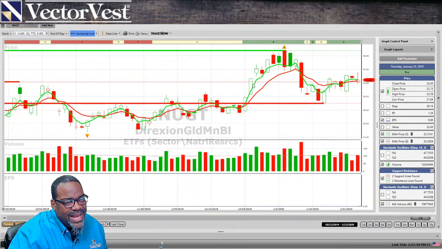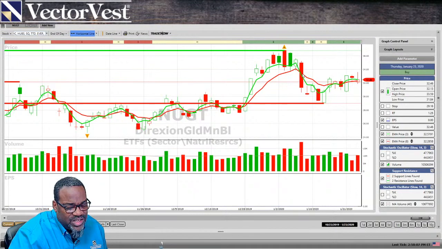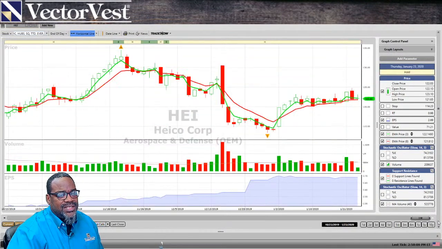I'm not ready to touch it. I'd rather buy it as it's starting to run up. I like the 3-8 crossover here. Follow through. That would have been a good day to get into it and then ride it up until the 3-8 cross. That's what you look for. All right. Next stock, Heiko.